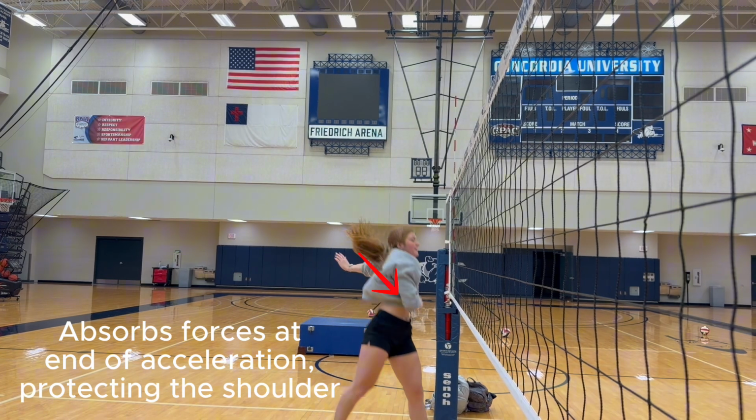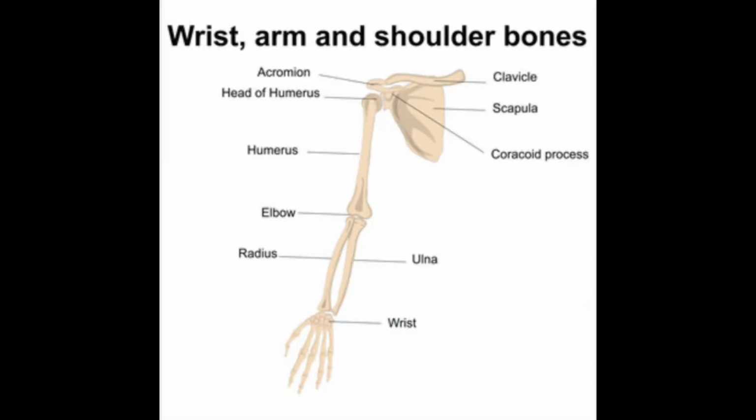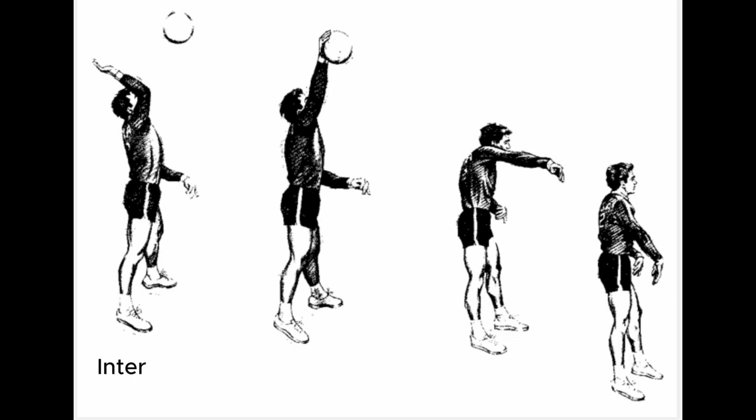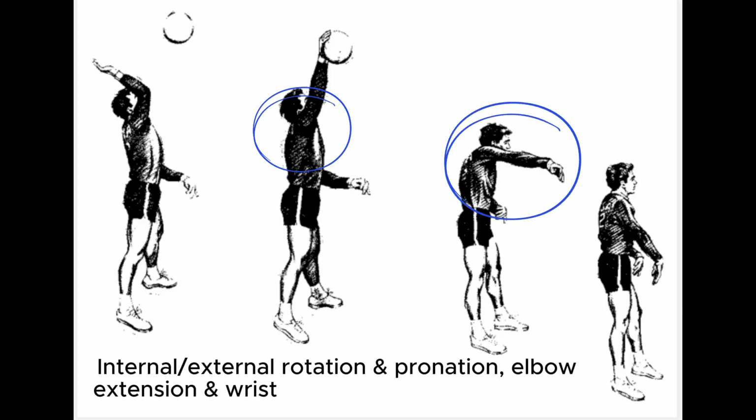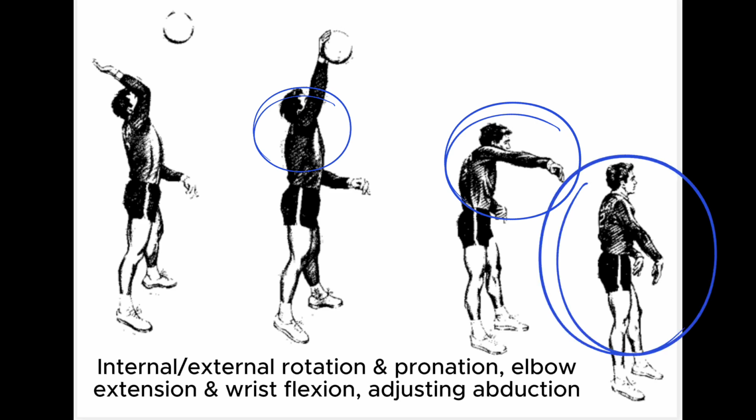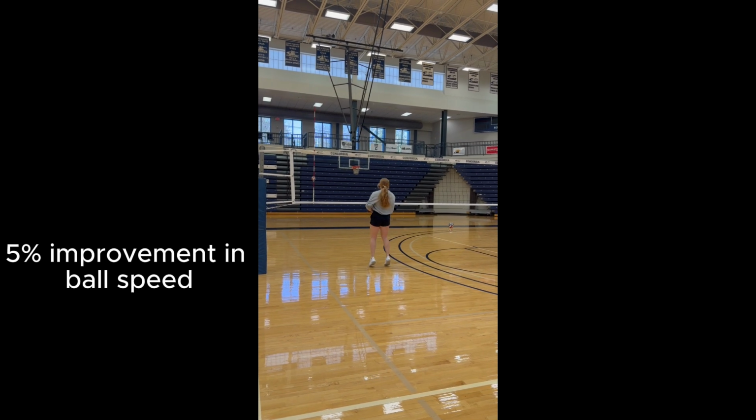This entire motion includes the shoulder joint, scapula, clavicle, humerus, radius, and ulna working together through different motions: rotations like internal and external rotation and pronation, sagittal plane actions like elbow extension and wrist flexion, and frontal plane changes like adjusting abduction. Faster humeral rotation boosts ball speed by around 5%, and techniques that build higher hand speed right before impact consistently produce stronger spikes.